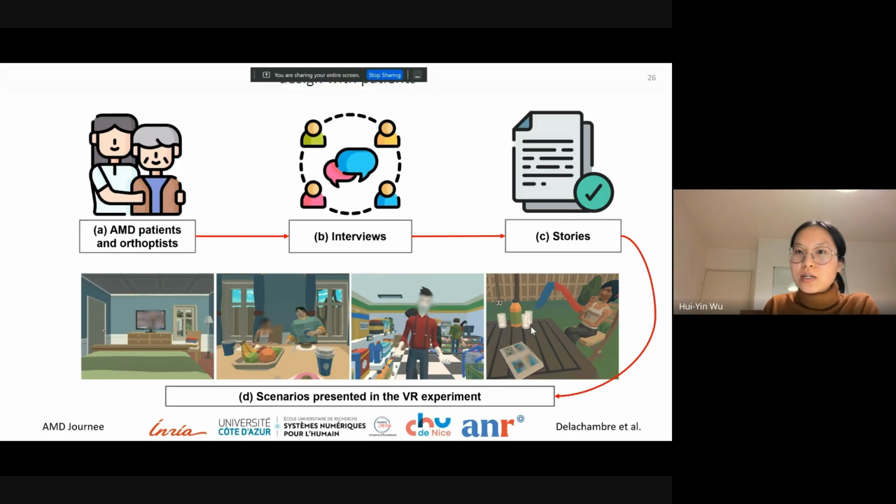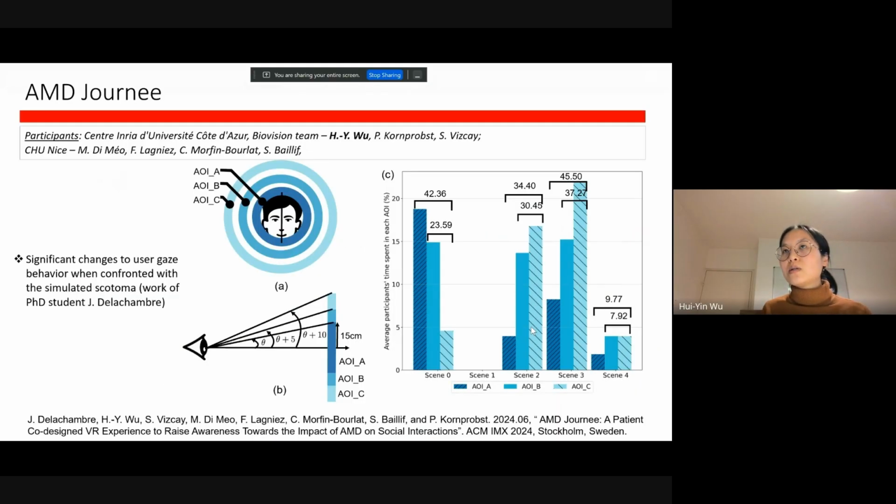Through these studies, we also saw that using a simulated scotoma, we can actually observe changes in the user's gaze behavior, where users, in order to see the faces of the people in the narrative scenes, switch from central vision to using their peripheral vision in order to better see the social interactions. That was something that was pretty interesting in this study.